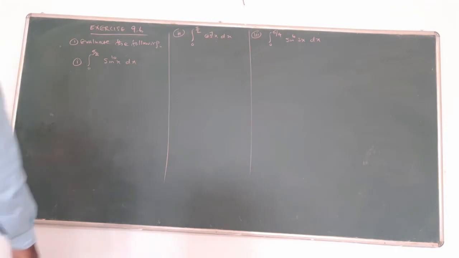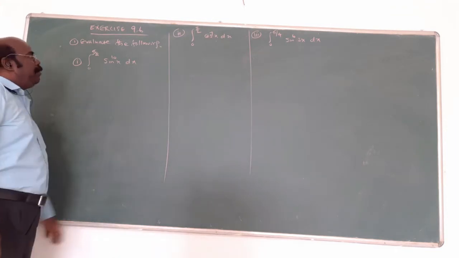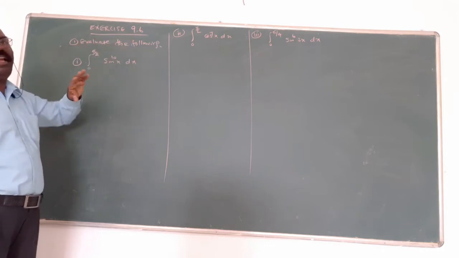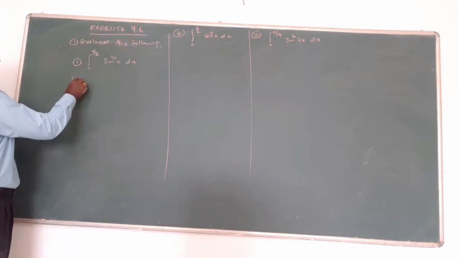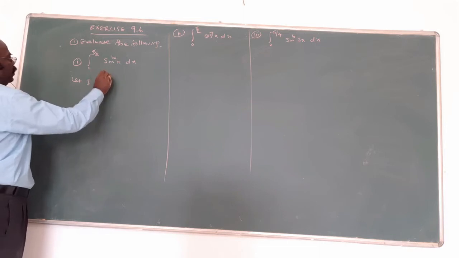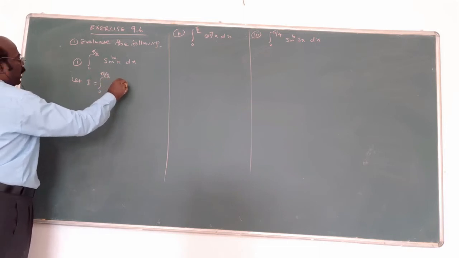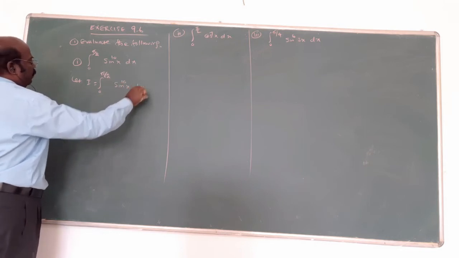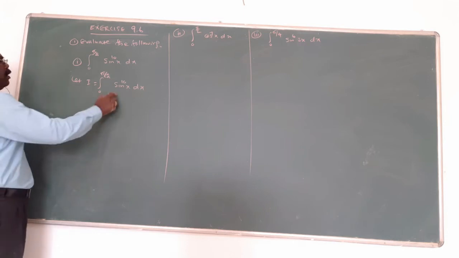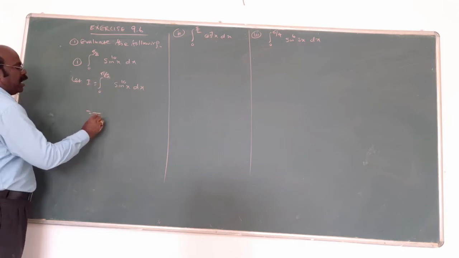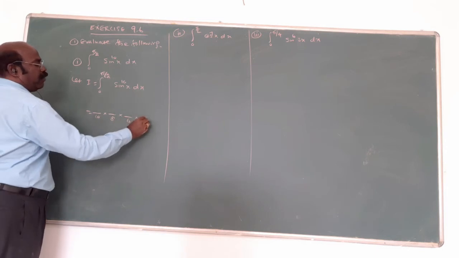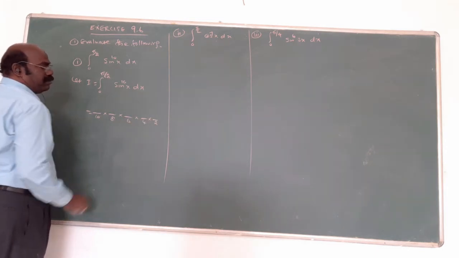Now listen here. By using the previous property, exercise 9.6, first one, evaluate the following. The first one is I equal to integral 0 to pi by 2, sin power 10x dx. Now directly by using the formula. What I told you? The power is what? 10. Start with 10. Here 8, 6, 4, 2. Am I right?